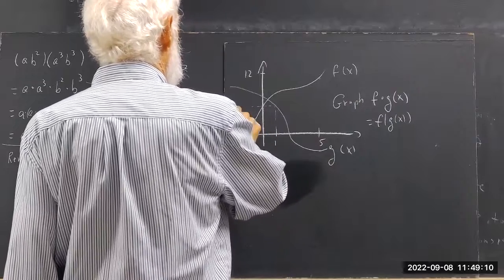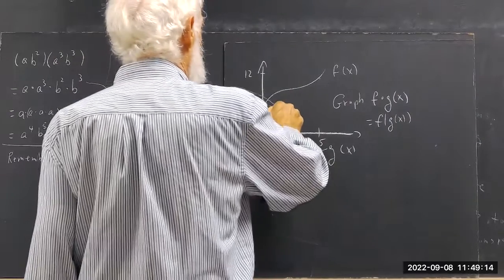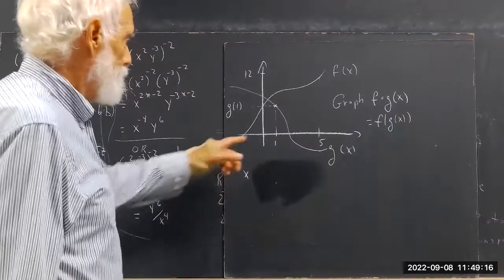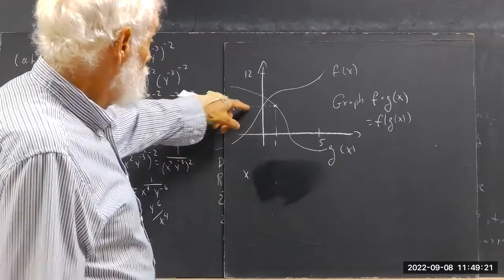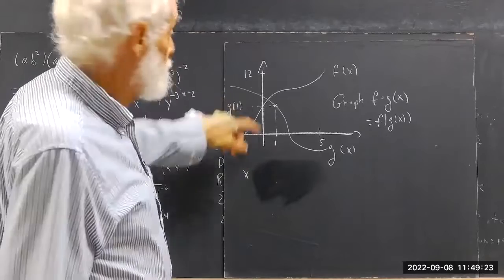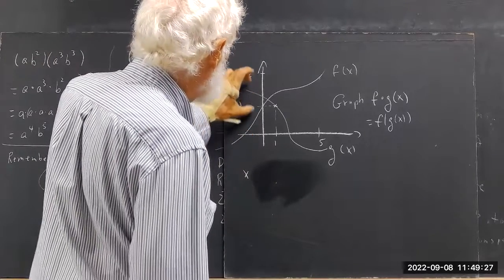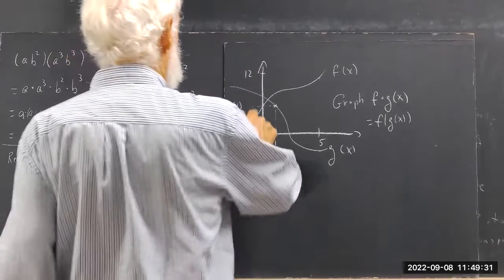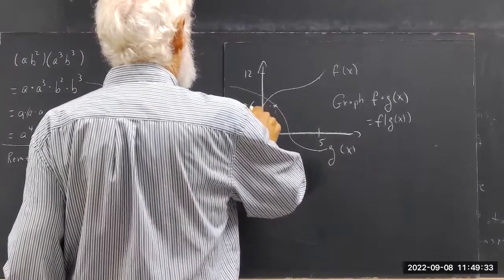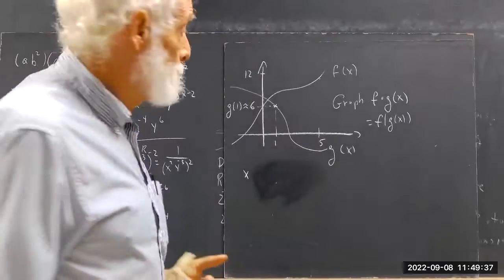Then g of 1 is the y coordinate of the graph point corresponding to x equals 1. So here's g of 1. And that looks like, if this is 12, there's 6. Looks like it's about 6. So we're going to estimate that g of 1 is 6.